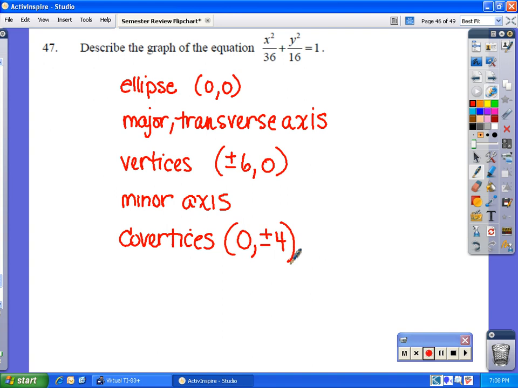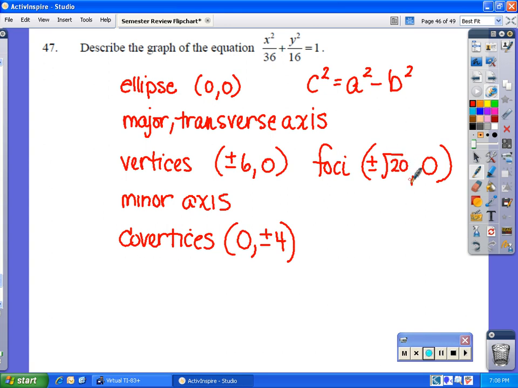Remember also that our foci, given by the equation c squared equals a squared minus b squared, will also be found on the major or transverse axis. Our foci will therefore be plus or minus c. Let's first find c squared. 36 minus 16 is 20, and the square root of that would be plus or minus square root of 20. You could write it as plus or minus 2 square root of 5.